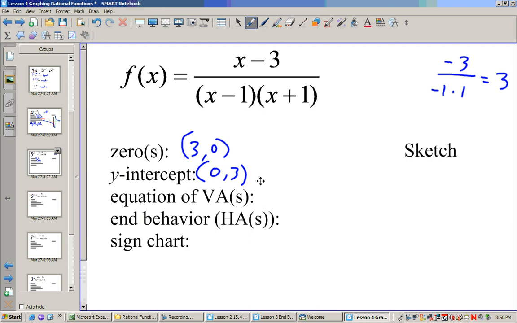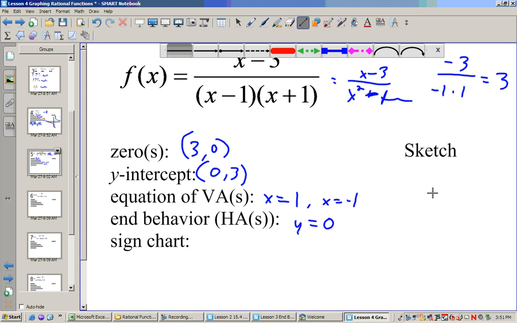The equation for the vertical asymptotes, that's what makes this denominator 0. So x equals 1 will make this turn to 0, and x equals negative 1 will make this part turn to 0. My end behavior, this denominator, if I multiply it out, would be x squared minus 1. And the numerator is x minus 3. So since the denominator has a larger degree than the numerator, the end behavior is just y equals 0.